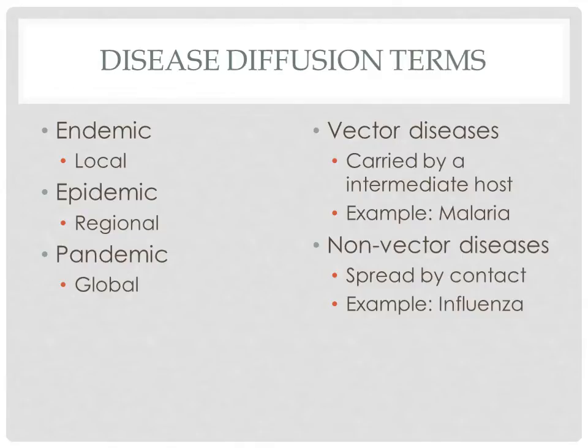Non-vector diseases mean there's not someone carrying the disease and spreading it to other people as an intermediate. It's from one person to another just through contact. A good example of that is the flu. Influenza would be a good example of that. AIDS would be another example of a non-vector disease.